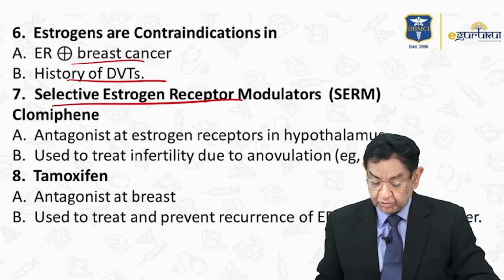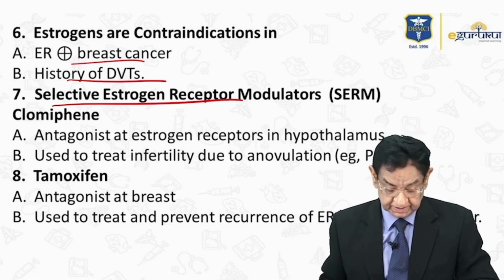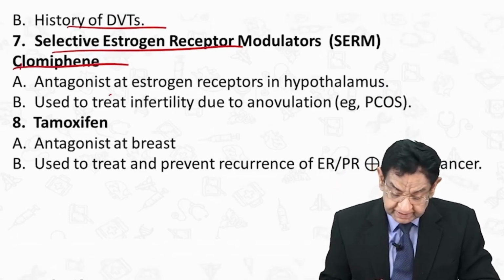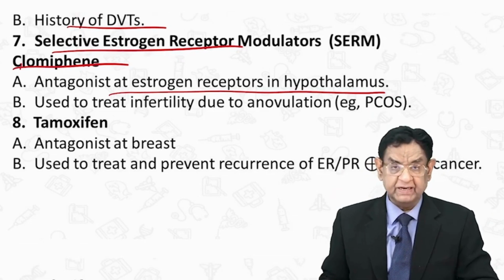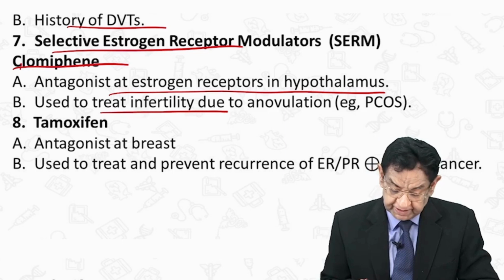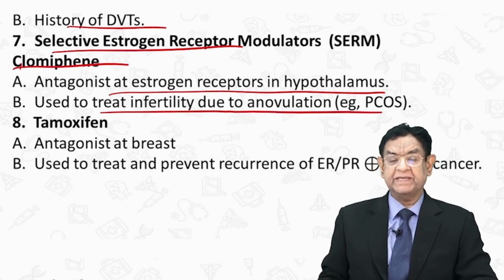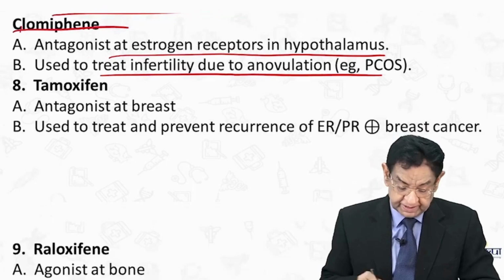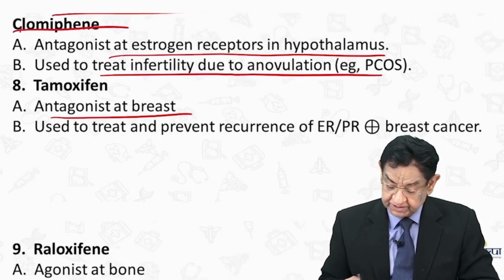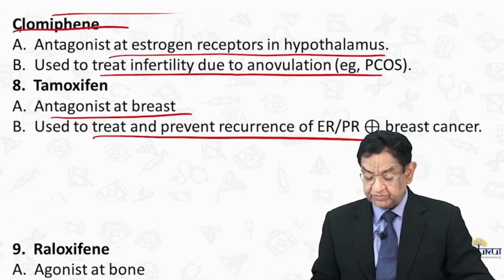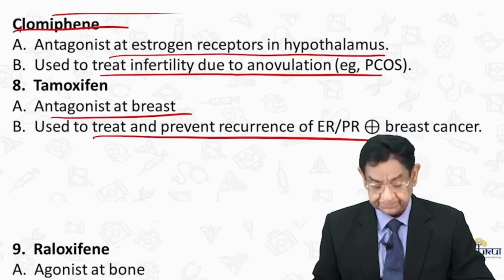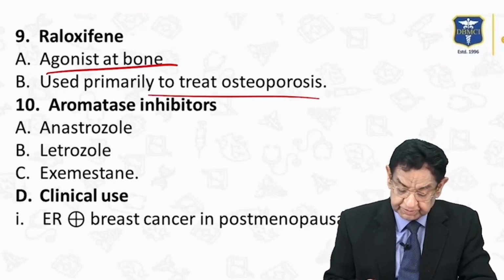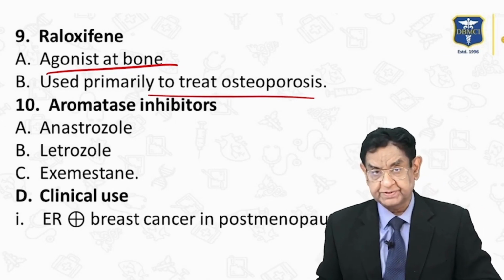Selective estrogen receptor modulator is SERM. The drug example is clomiphene. It's an antagonist at the estrogen receptor at the hypothalamus. It is used in infertility due to anovulation, especially in polycystic ovarian syndrome, PCOS. Tamoxifen is an antagonist at the breast, used to treat and prevent recurrence of ER and PR positive breast cancer. Raloxifene is an agonist at the bone, used to treat osteoporosis.